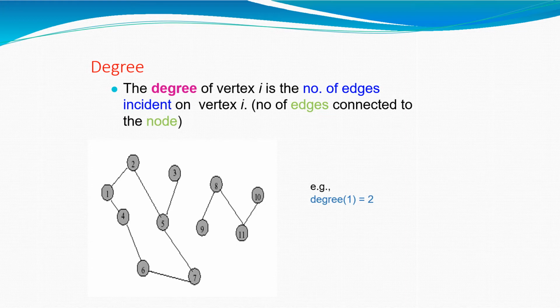Number of edges connected to the node. If we take node number 1, the degree of 1 equals 2. How? 1 to 2, then 1 to 4. There are 2 edges, so degree of 1 equals 2. Likewise, we calculate the degree values of the remaining nodes.